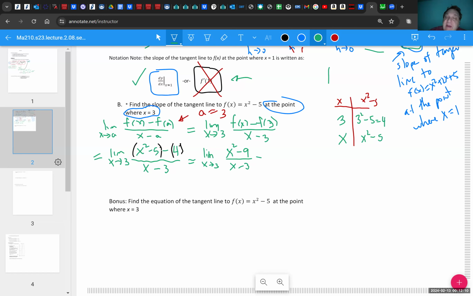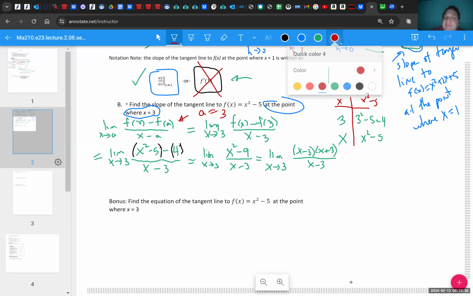The top can be factored as a difference of squares. So we're going to use sort of the two parentheses factoring method. It's x minus 3, x plus 3. That's how that x squared minus 9 factors. And you can see we have a factor on the top and a factor on the bottom. x minus 3 divided by x minus 3 is just 1 over 1.